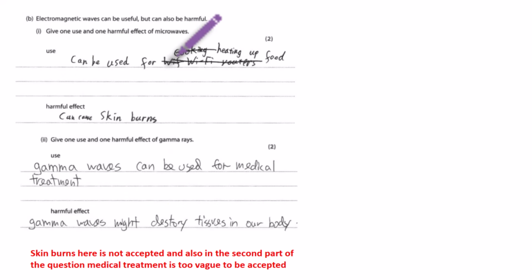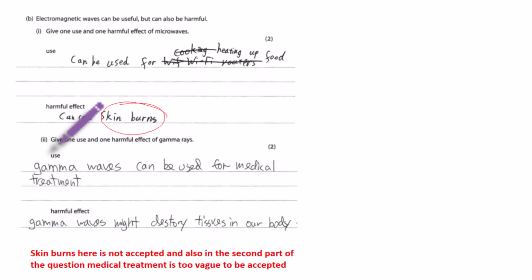Next, electromagnetic waves can be useful, but can also be harmful. Give one use and one harmful effect of microwaves. So microwaves can be used for heating up food, that's fine. Can cause skin burns, absolutely not. Microwaves do not cause skin burns. Infrared causes skin burns. Give one use and one harmful effect of gamma rays.